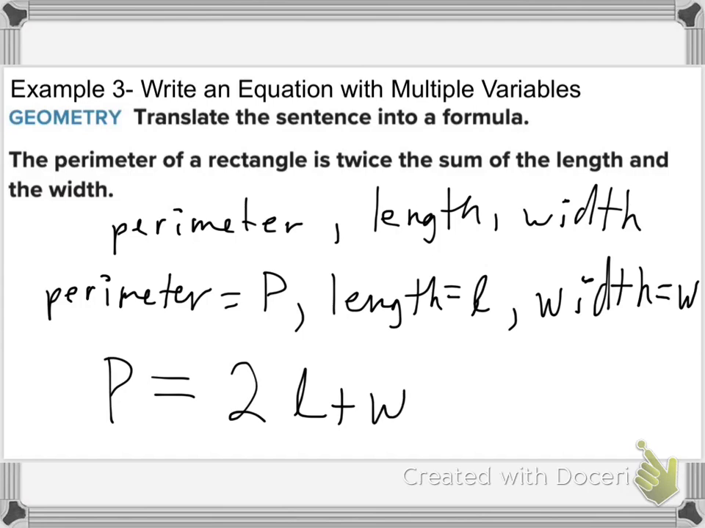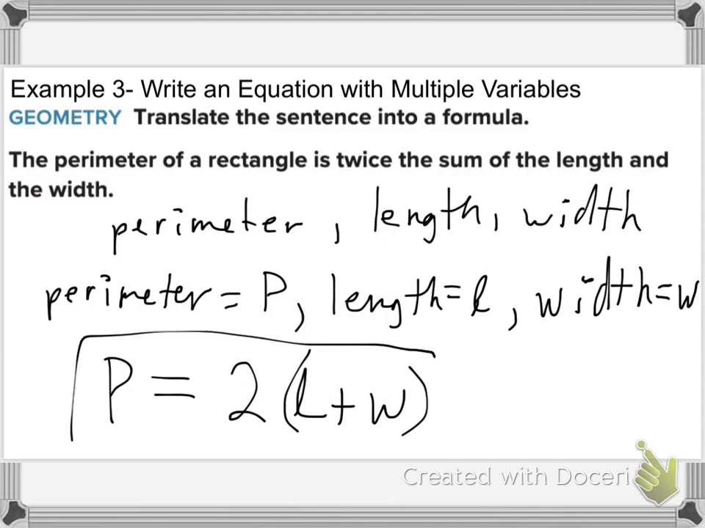You're very, very close. I'm missing something from this. I could write it out like that, but I want it to represent exactly what this sentence is saying. So I actually need parentheses around my sum here, because it's saying twice of that whole sum. So I need to multiply 2 times the sum of my length and width. Does that make sense? Yes, sir.